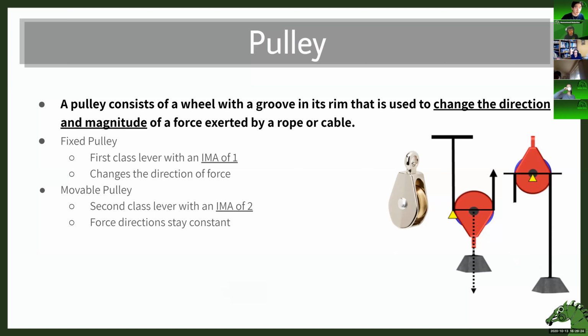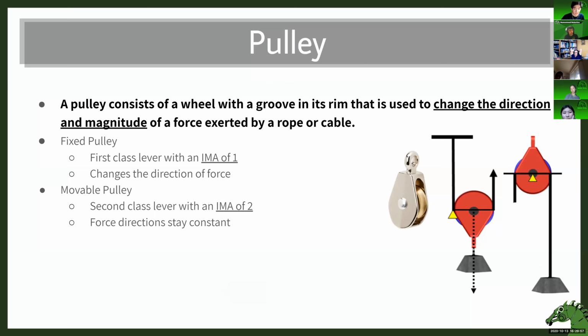But there's a second way you can use pulleys that might not be as intuitive: a movable pulley, right? So that's what this situation is here. This is a second class lever. And here, the force direction stays constant. You're applying an upward force, and the net force is going upwards. And the key with this is you get, I guess, a mechanical advantage of 2.